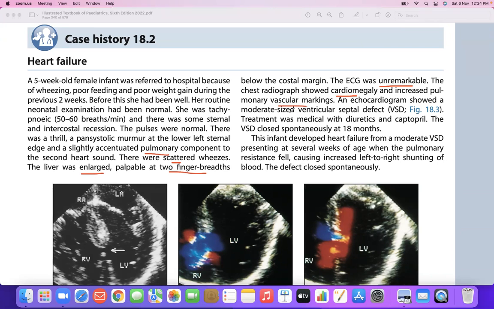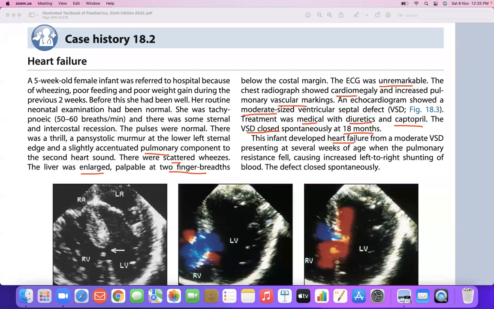So the echocardiogram showed, when they did echocardiogram, this is the finding, moderate sized VSD. So this is the echo. Treatment was diuretics and captopril. So you can remember treatment, medical treatment for heart failure is diuretics and ACE inhibitors like captopril. The VSD closed spontaneously at 18 months. So this was moderate sized VSD. I think they gave her a waiting period. And at 18 months it closed spontaneously.